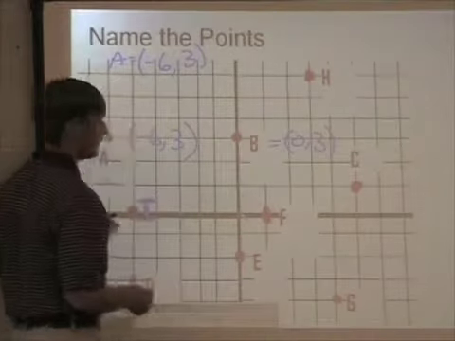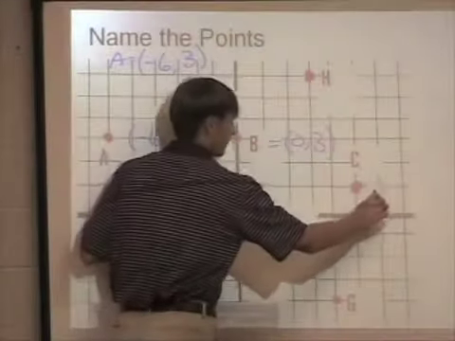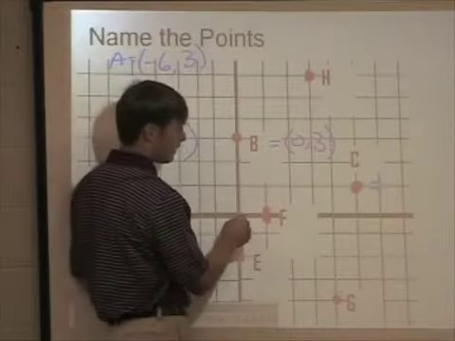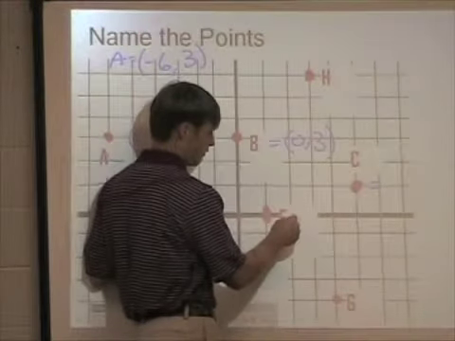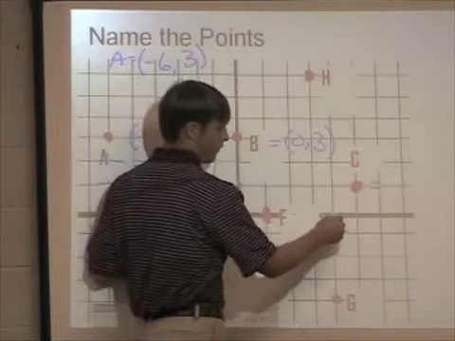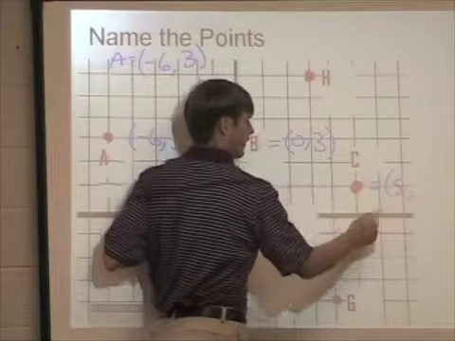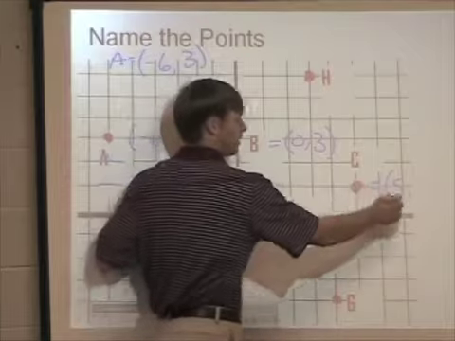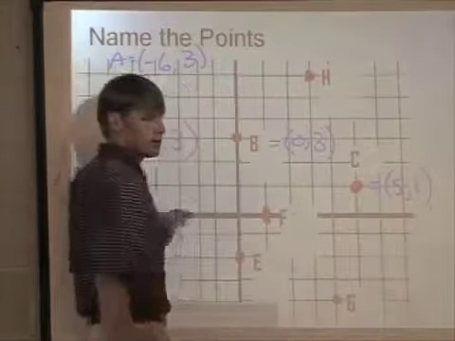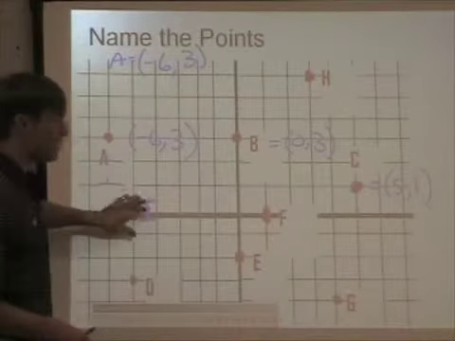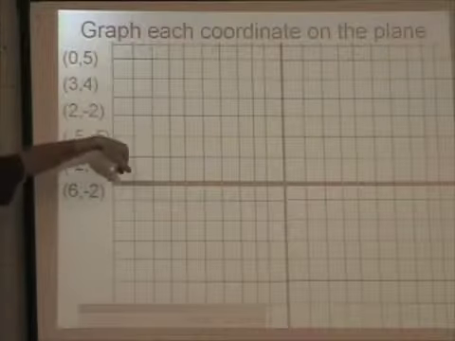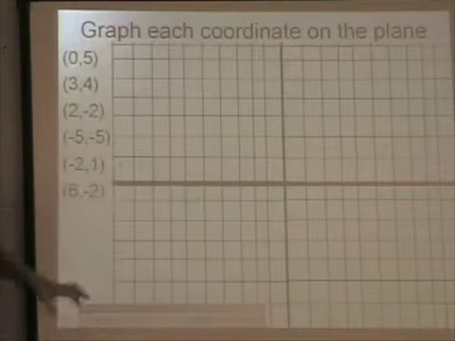Now, look at C. C, how many to the right do you go? 1, 2, 3, 4, 5. So our first point is 5. And then how many up? 1. So our second point is 1. So you can see we're identifying each individual point on the coordinate plane.